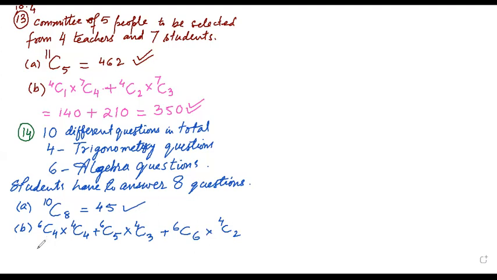So now this is equal to what? 6C4 multiplied by 4C4 comes out to be 15. Then 6C5 multiplied by 4C3 is 24. And 6C6 multiplied by 4C2 is 6. So the answer comes out to be 45.